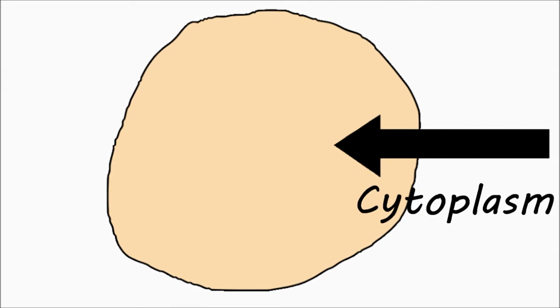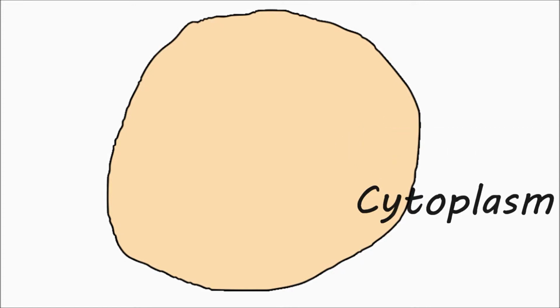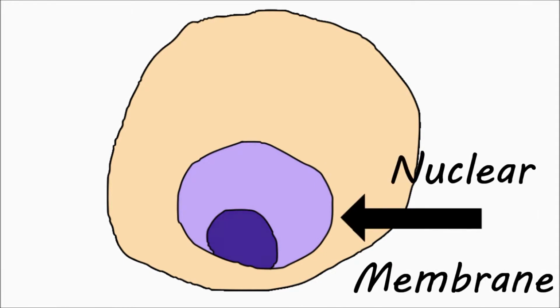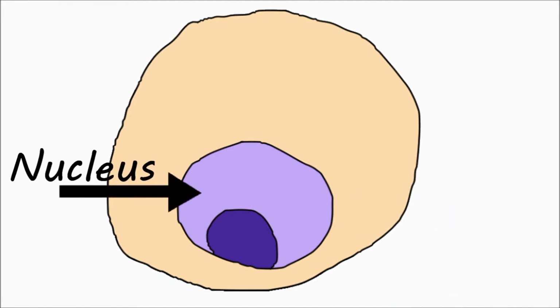This is the cytoplasm. It's the jelly-like substance on the inside of the cell membrane that suspends the inner structure of the cell and keeps them in place. This is the nuclear membrane, also known as the nuclear envelope. This is a double-layered membrane that surrounds the nucleus.